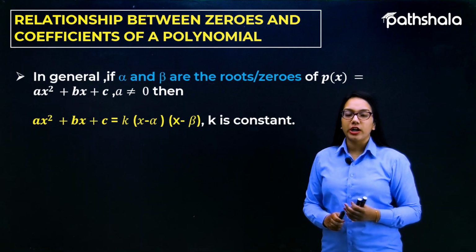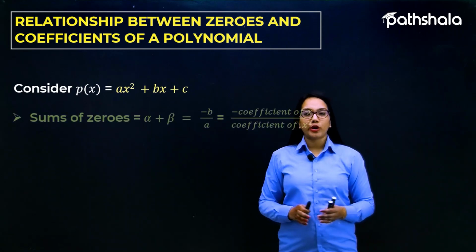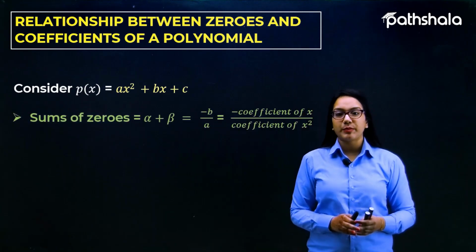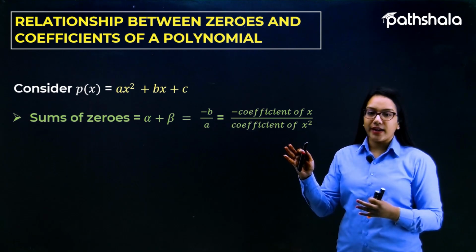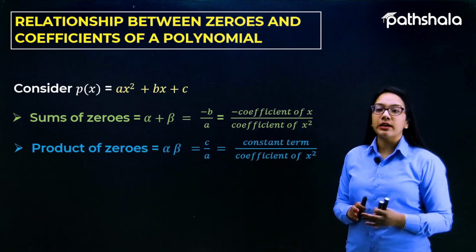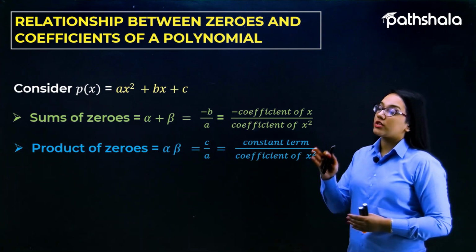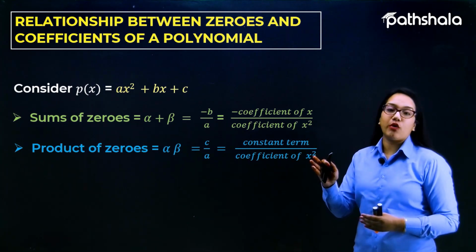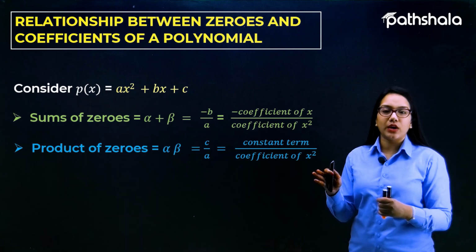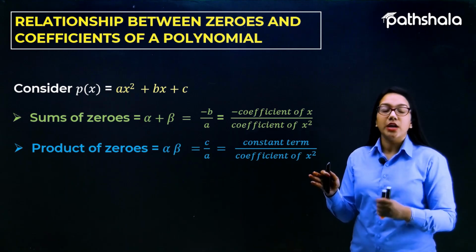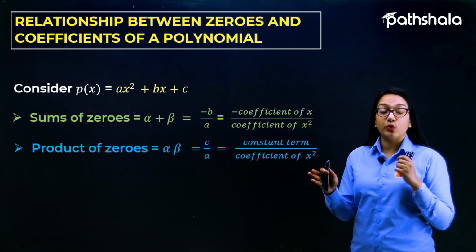Now let's talk about the relationship. For any quadratic polynomial, the sum of zeros, alpha plus beta, can be expressed as minus b by a, which is the coefficient of x divided by the coefficient of x square. Similarly, the product of the zeros, alpha into beta, can be expressed as c by a, which is the constant term divided by the coefficient of x square. So this is the relationship between the zeros and the coefficients of a quadratic polynomial. This is a very important concept, because on this concept we will do very important questions.